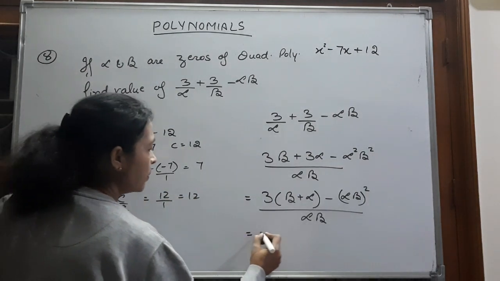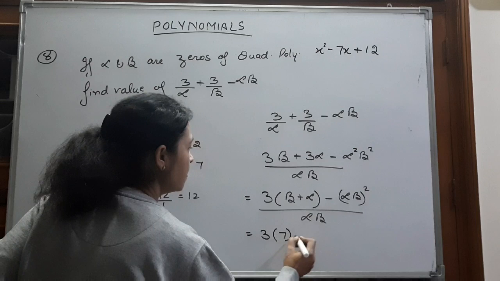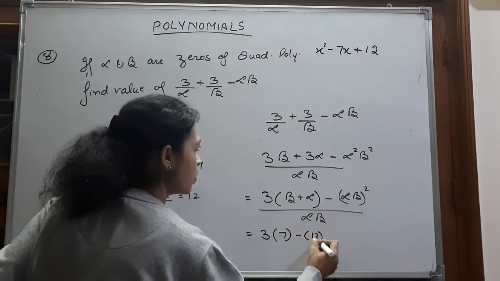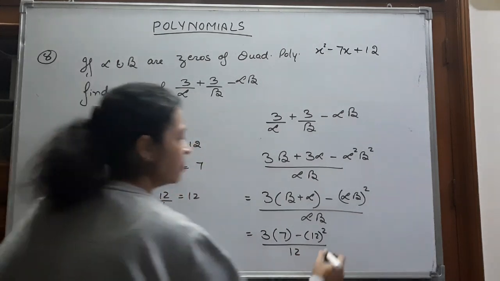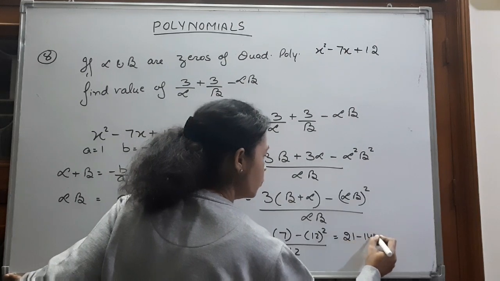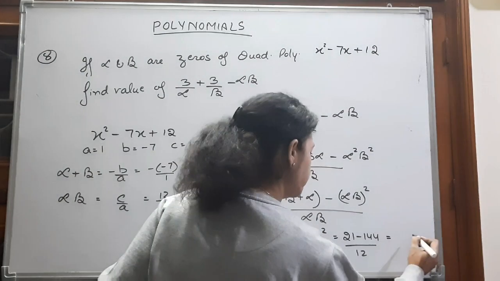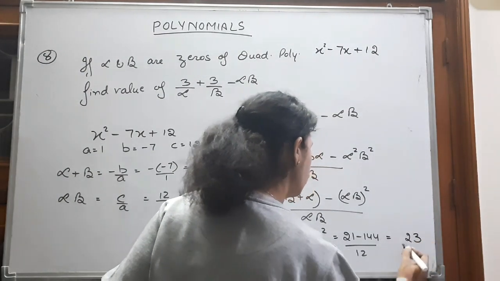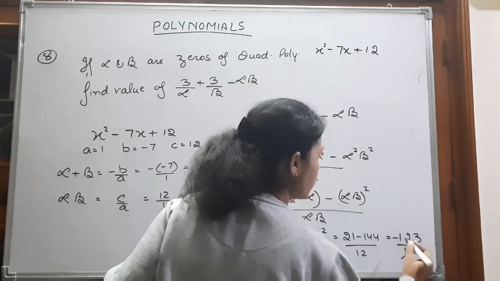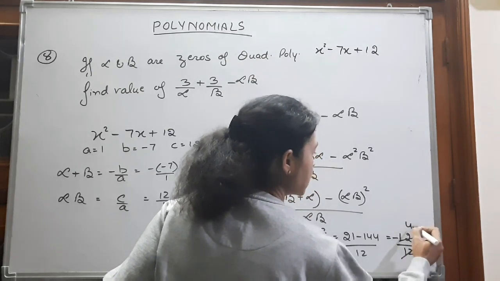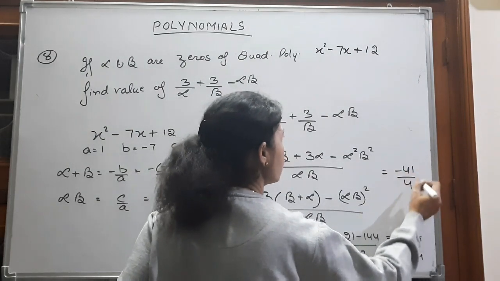Putting these values here, we have 3 times (beta plus alpha), or alpha plus beta, one and the same thing, 7, minus (alpha beta) whole square, 12 square, upon alpha beta, which is 12. We have 21 minus 144 by 12. 144 minus 21 is 123 by 12, with a minus sign. 3 4s are 12, 3 1s are 3. So our answer is minus 41 by 4.